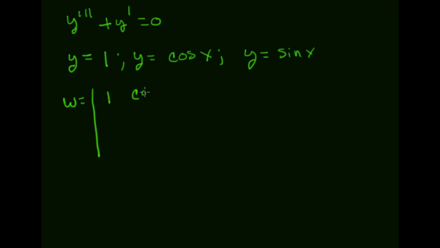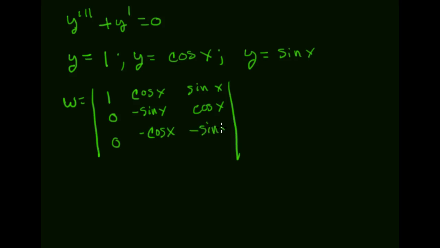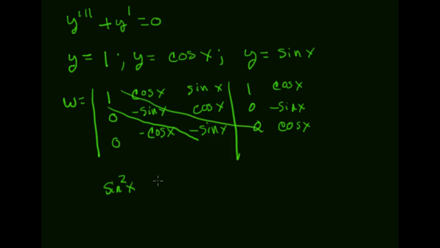So I have 1, cosine x, sine x. This goes to 0, negative sine x, cosine x, which goes to 0, negative cosine x, negative sine x, right? So we repeat these, 1, 0, 0, cosine x, negative sine x, cosine x, and then we do the downs, right? So that's going to give me sine squared x. This down gives me 0. This down gives me 0.